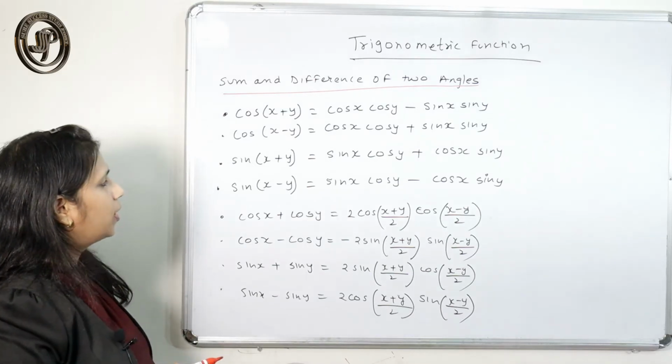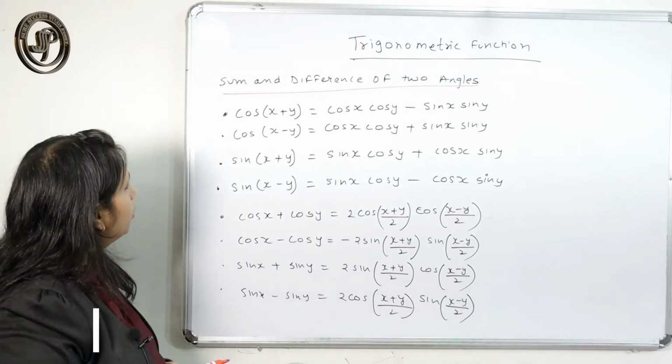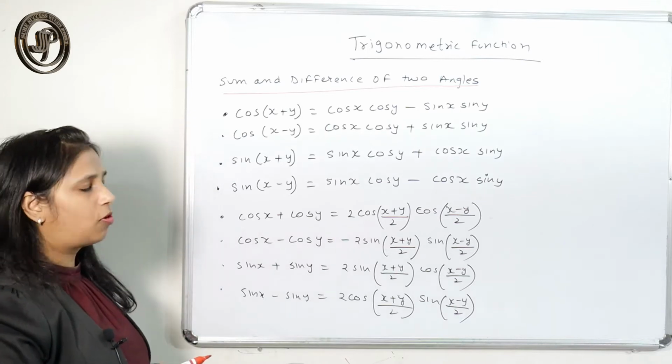sin(x − y) is sin x cos y minus cos x sin y. Okay, so these are the formulas, the sum and difference formulas.